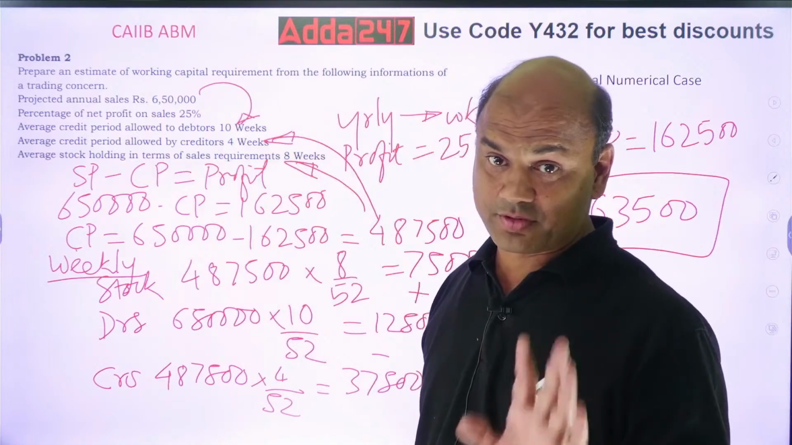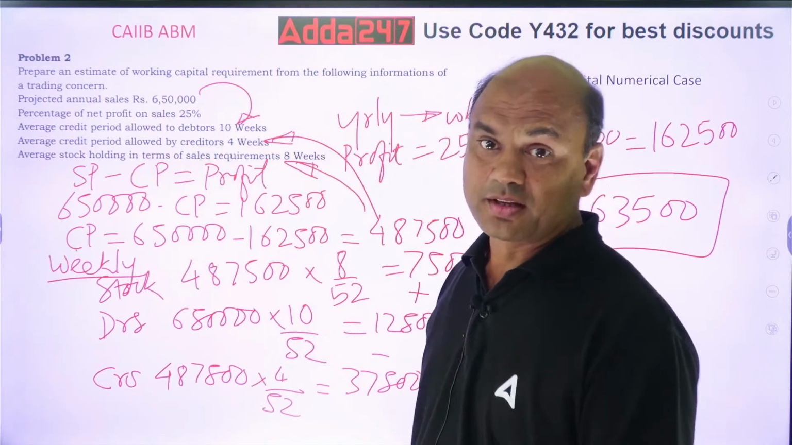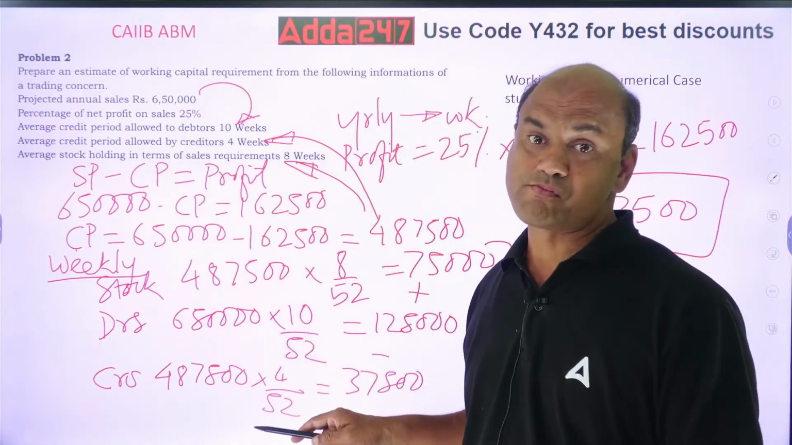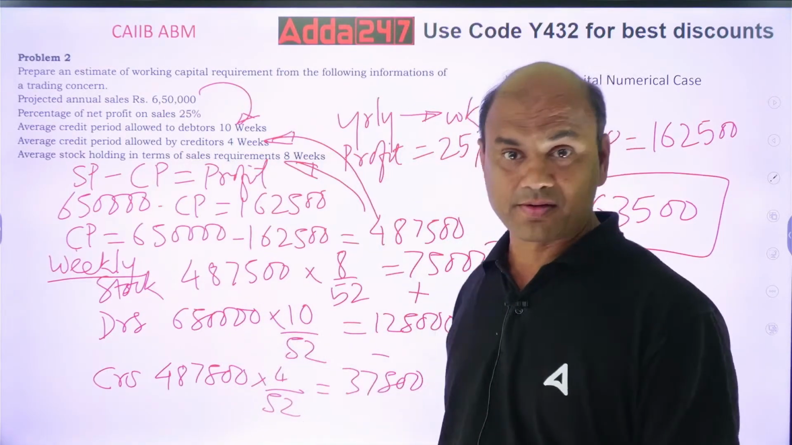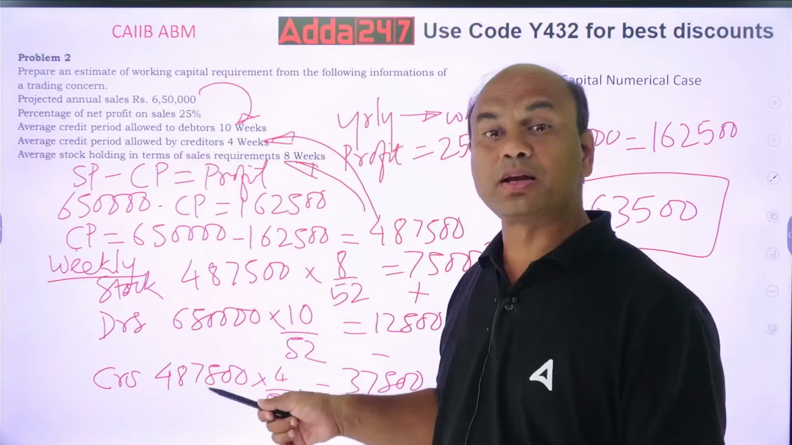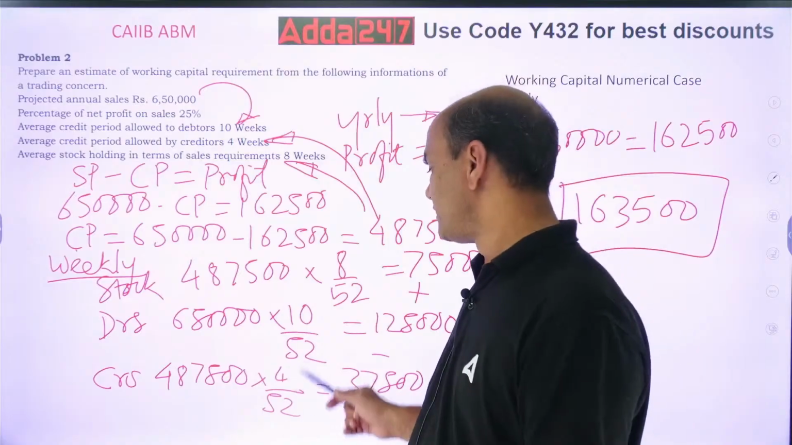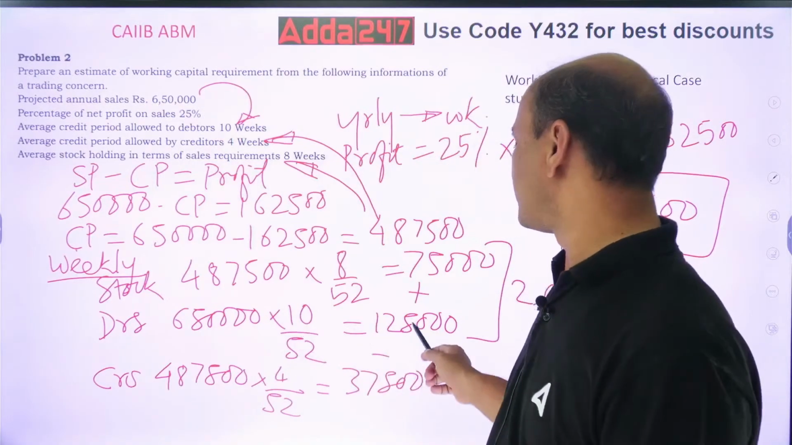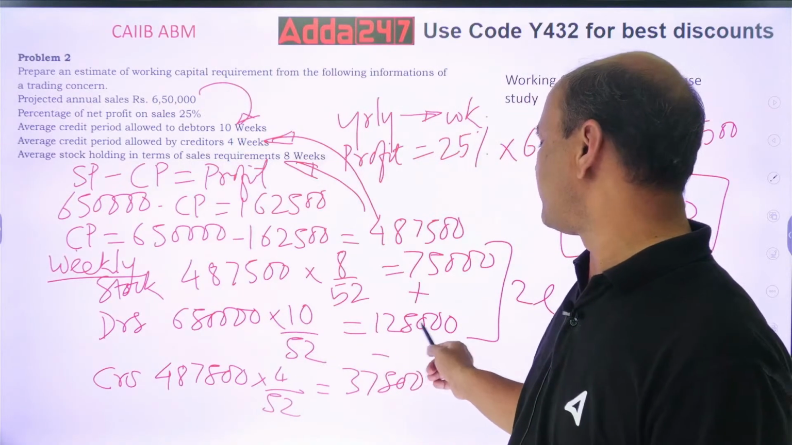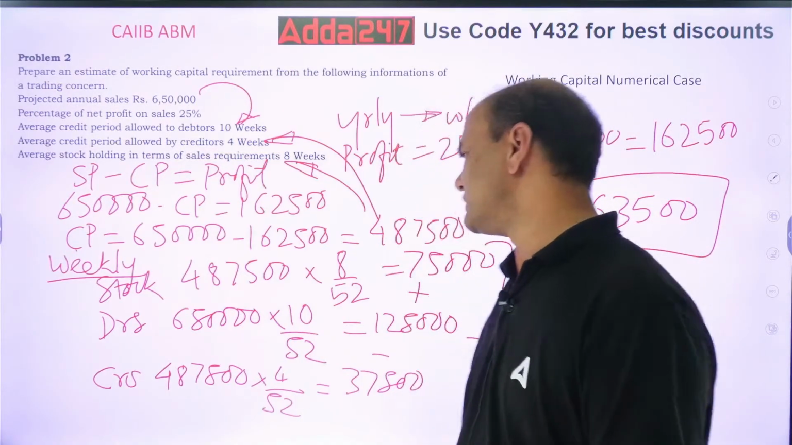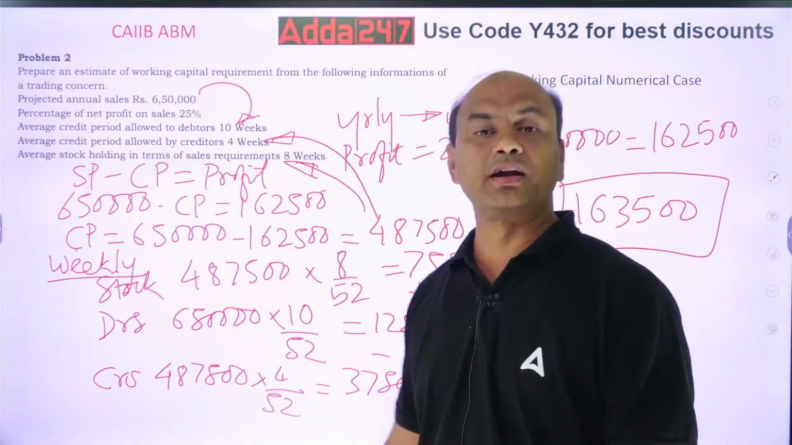Getting this, everyone? Clear? This concept should be very clear. Why this 10? Why this 52? It should be very clear in your mind, because you will surely be having this numerical. So 10 by 52. What is the answer you are getting? 1,25,000. This is the answer I am getting for debtors.